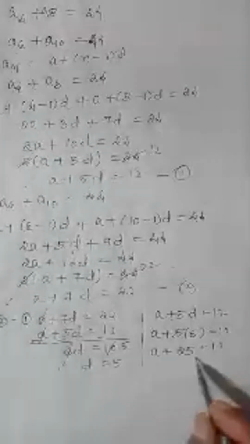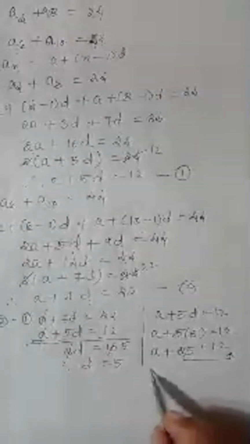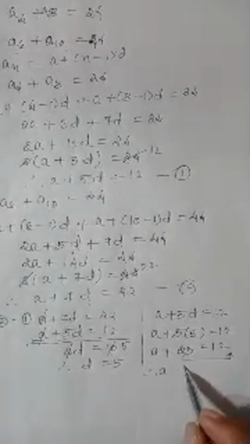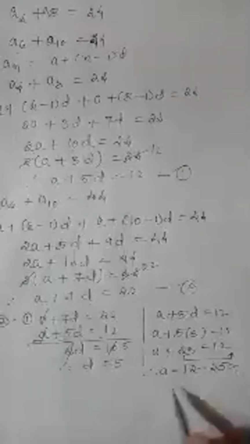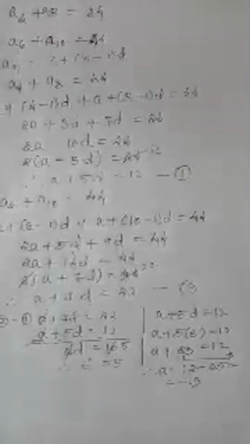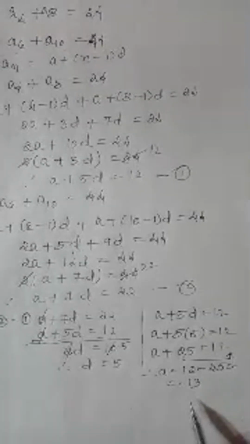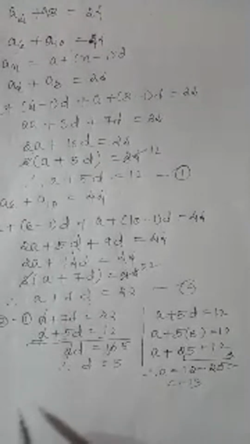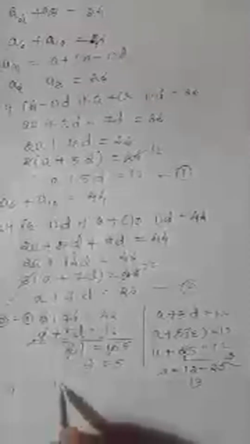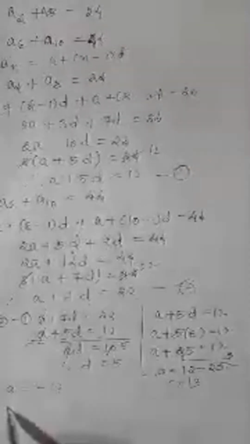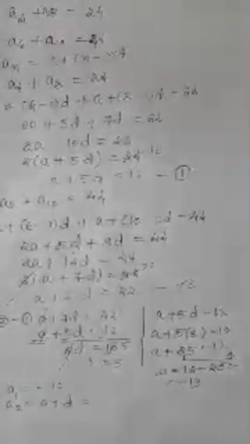Here the plus sign is there, transpose, that becomes minus. Therefore, a is equal to 12 minus 25, that is minus 13. Using the values of d and a, you have to find the first three terms of the AP. So here the first term, a, is equal to minus 13, that's over. Second term, a2, is equal to a plus d. a is what?